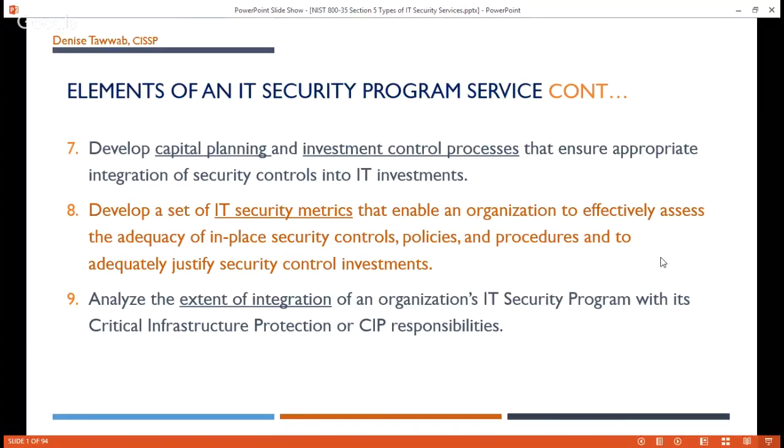An IT security service provider can also help you analyze the extent of integration of your IT security program with critical infrastructure protection, or your CIP responsibilities. And that's if you are in one of the industries that's part of the critical infrastructure protection that was established. Those industries like water and lights and nuclear, there are a lot of them. But if the work that you do falls under critical infrastructure protection, then you have to consider that as well. And a service provider can help you do that.